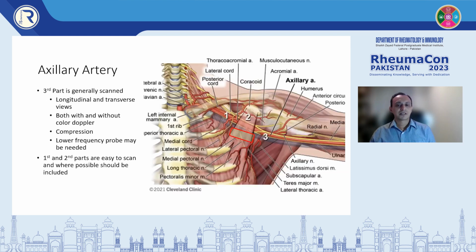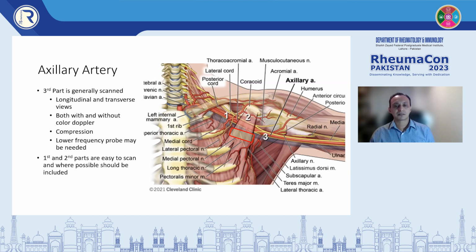For axillary artery, classically, the third part of the axillary artery has always been examined, because it's very easily accessible and can be very easily scanned. Axillary artery, as you all know, is divided into 3 parts by pectoralis minor. Proximal to pectoralis minor is the first part, deep to it is the second part, and distal to it is the third part. The third part can be scanned with ease.